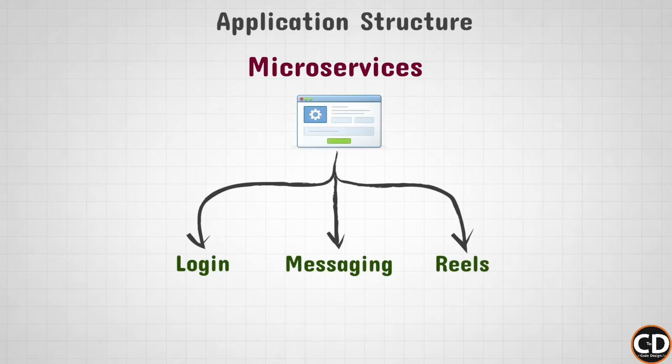Now let's talk about application structure. If your entire app is one big codebase, then a single bug can bring everything down. So instead, we use microservices. Each major feature becomes a separate service. For example, login service, messaging service, Reels or feed service. Each service runs independently, can be scaled independently, and can fail independently. So even if the messaging service goes down, login and other features can still work. This improves reliability and maintainability.